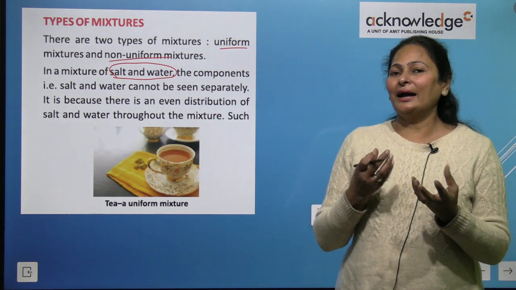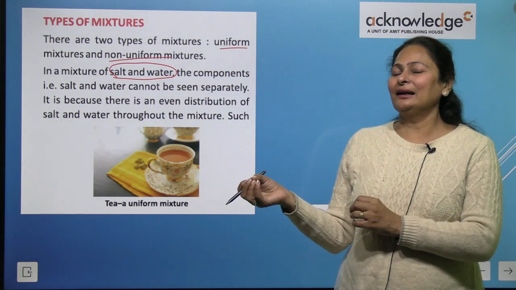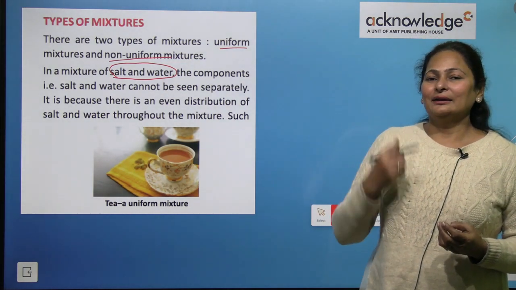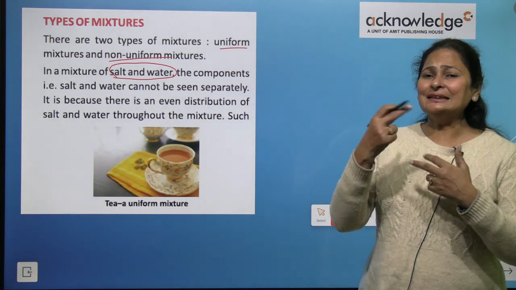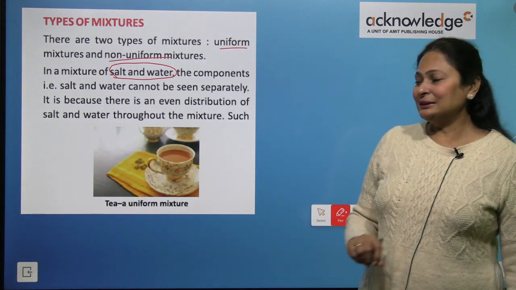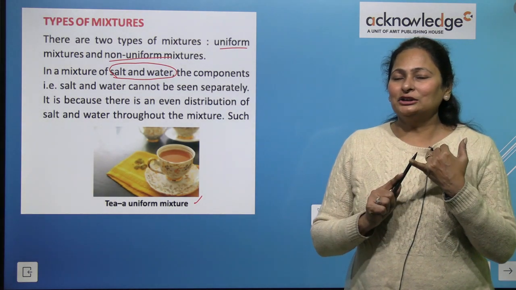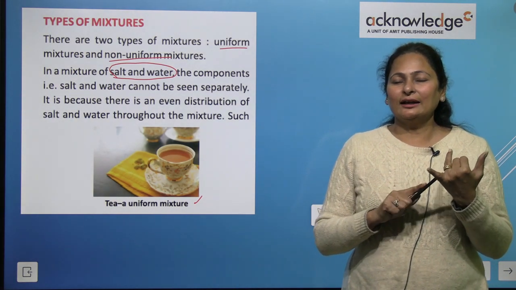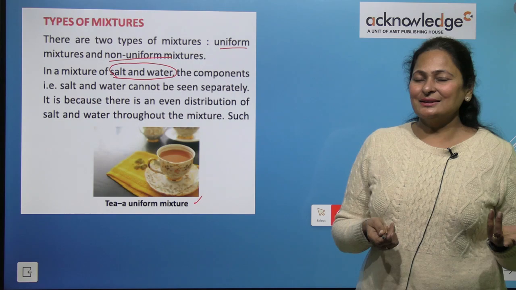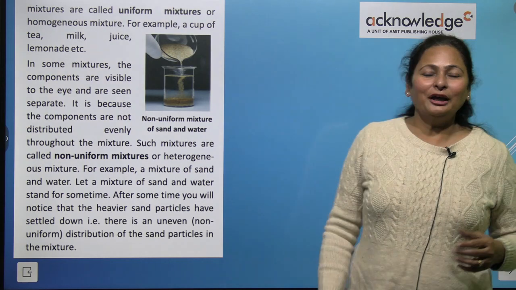But if you take sand and water and mix it, can you identify it? Yes, if you let it settle for some time, you'll find that the sand has settled down and the upper layer is water. So you can easily identify it. This is called a non-uniform mixture. Another example is tea. Tea is again a uniform mixture. We put in the sugar, the tea leaves, the water and then milk, and then we boil it. Then tea is prepared, so this is a uniform mixture.